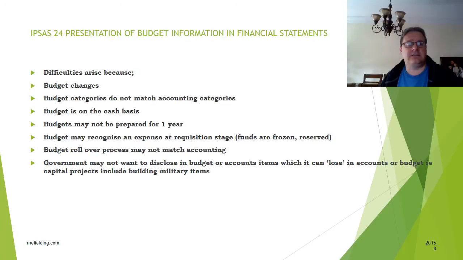And the final one is that the government may not want to disclose in the budget or in the accounts certain items which it just feels it shouldn't disclose. Anything to do with the police and the military. For some strange reason, I've tended to find that the expenditure on the military, they don't have such a big problem with, but expenditure on the police, they do. And one other particularly cagey category is military assets held abroad as well. Governments do not want to disclose their military assets held abroad.